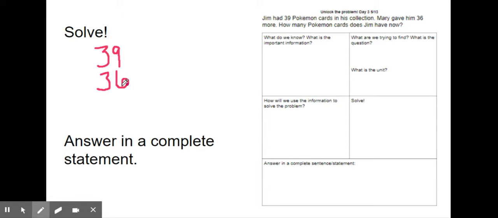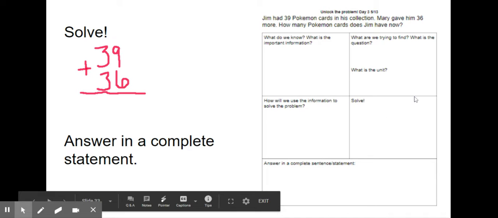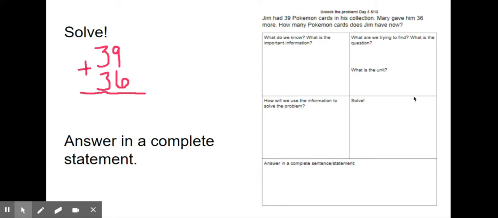So now we need to solve. So I need to figure out, am I putting these two numbers together? As in, am I adding them? Or do I need to subtract? So I'm going back and looking and thinking, it says Mary gave him 36 more. He already had 39. So I know if Mary gave him 36 more, then that means that Jim has more cards than when he had at the beginning. So that means I need to add these two numbers together. So I should be doing 39 plus 36 to figure out how many Pokemon cards Jim has now.